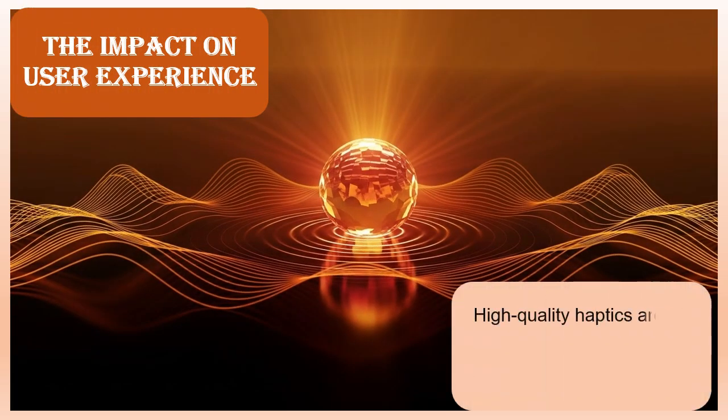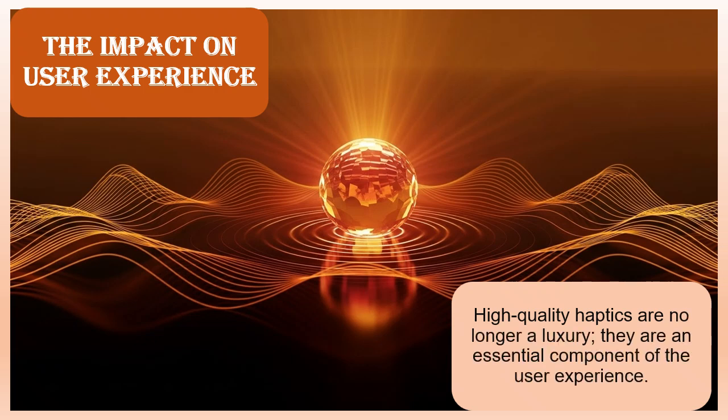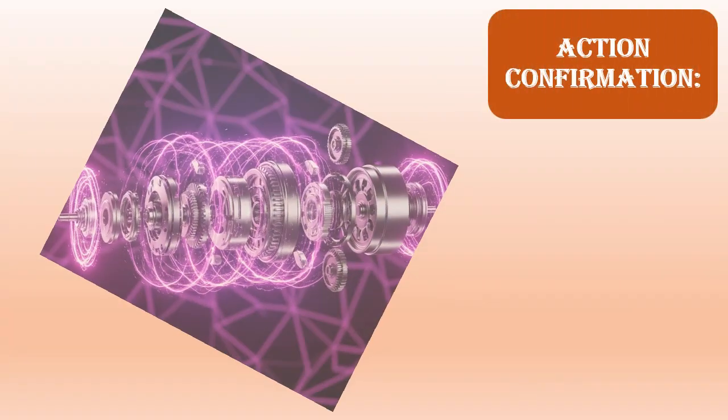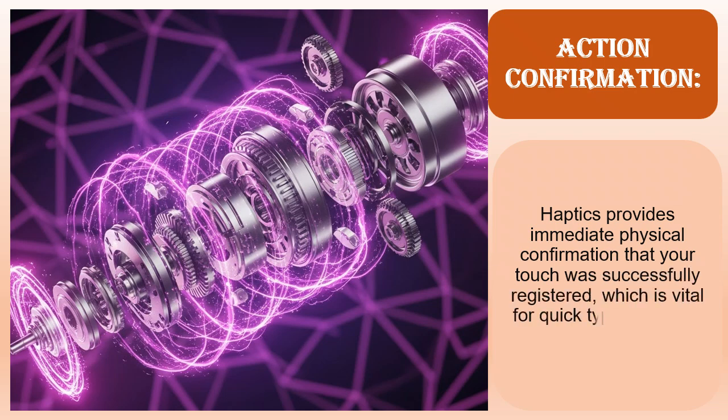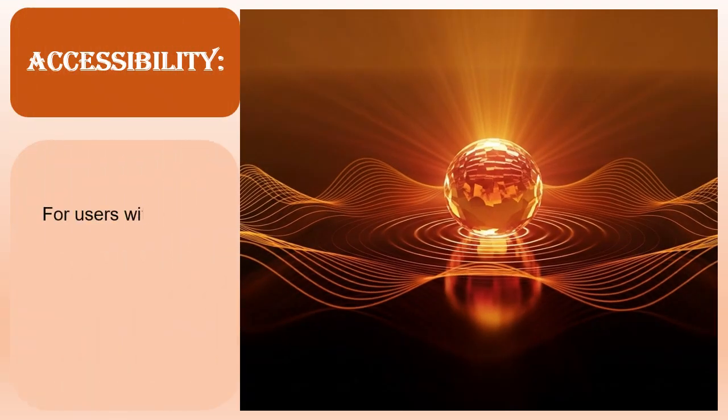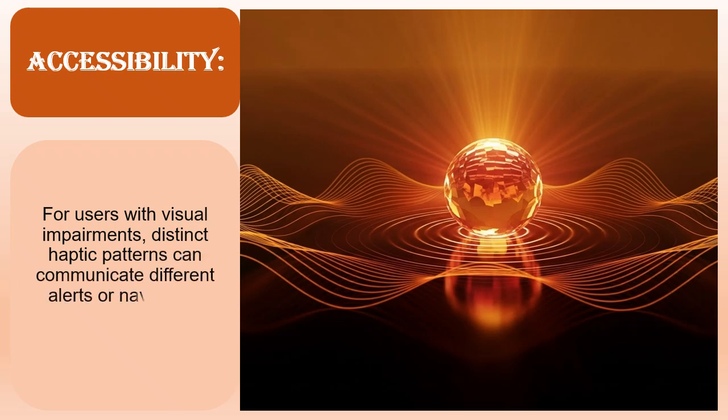The impact on user experience. High-quality haptics are no longer a luxury, they are an essential component of the user experience. Action confirmation. Haptics provides immediate physical confirmation that your touch was successfully registered, which is vital for quick typing or rapid navigation. Accessibility. For users with visual impairments, distinct haptic patterns can communicate different alerts or navigation cues without relying on sight or sound.